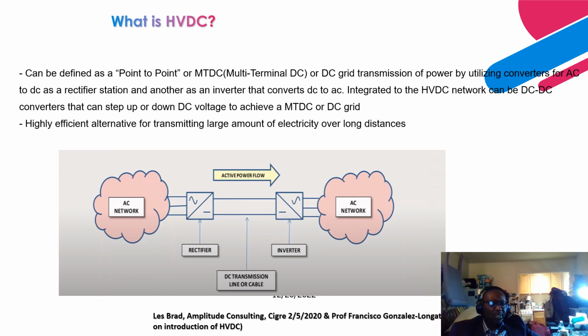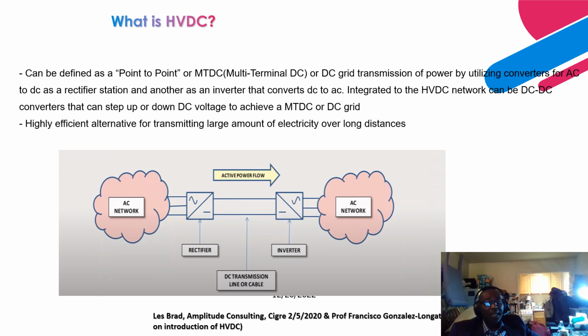Compared to the high voltage AC transmission system, it is known to be highly efficient, especially when you're transmitting a larger amount of power and electricity over very long distances. This is what is utilized in China, where the hydro power plants are located in the northeast area and the load centers are located in the south area.